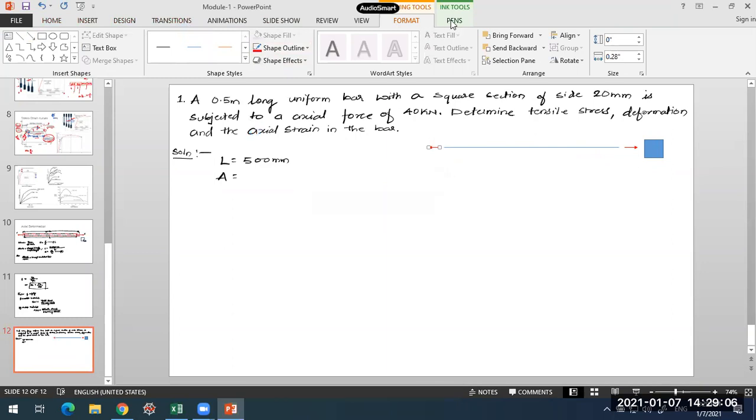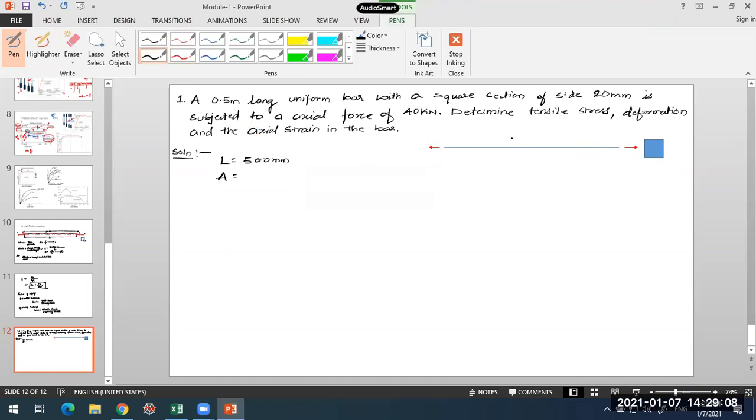So this is the length, and this is the force acting on this bar, 40 kilonewton, and on this end also 40 kilonewton. This is 20 mm, and this is also 20 mm. So L is 500, and the area comes out to be 20 by 20, that is 400 mm square.